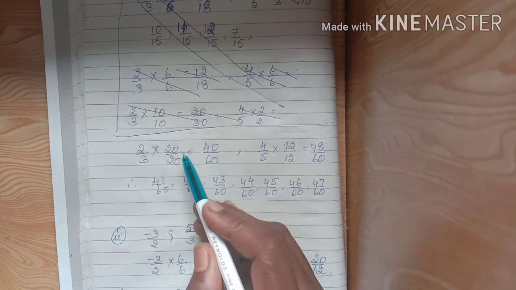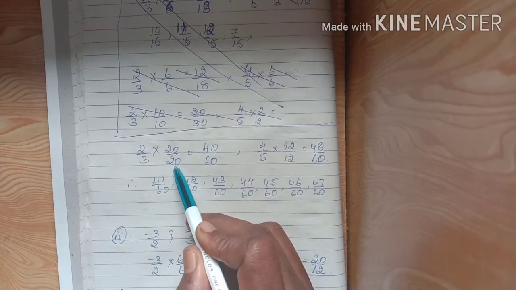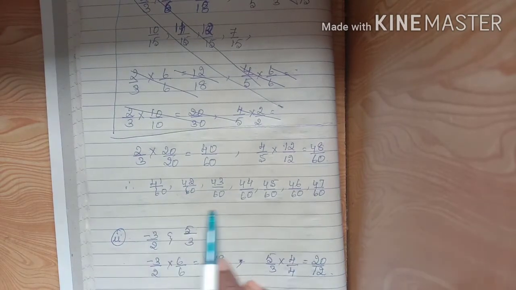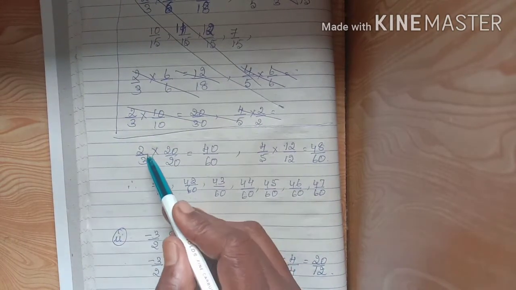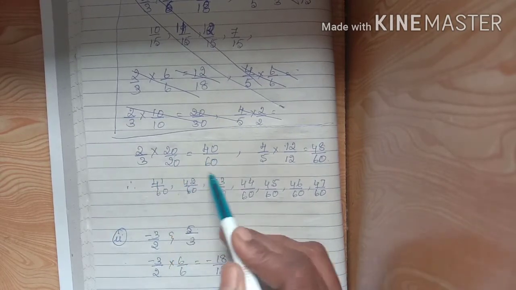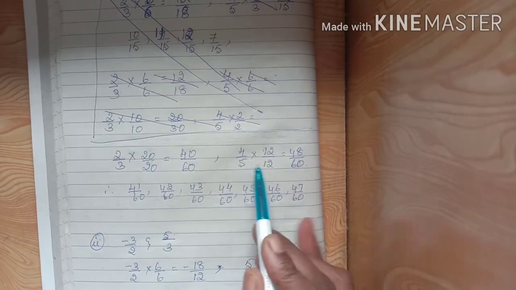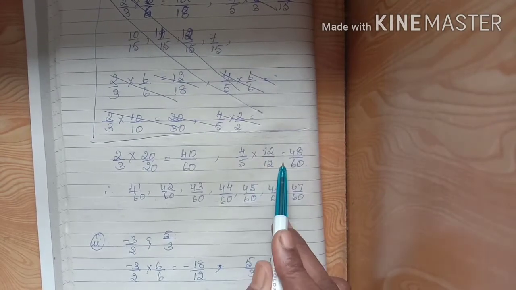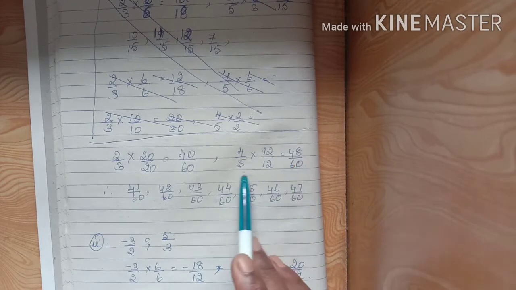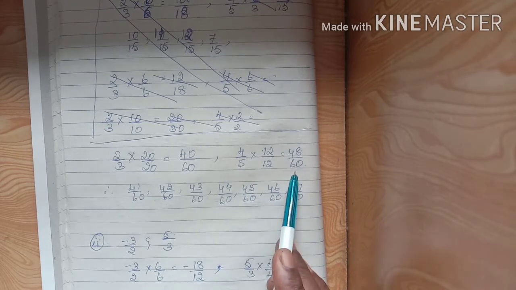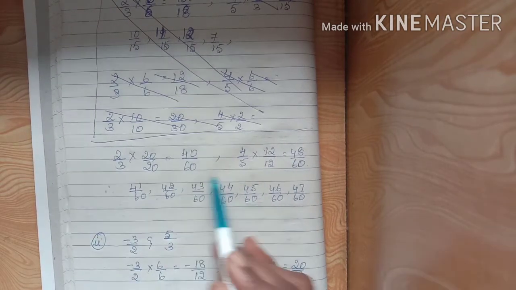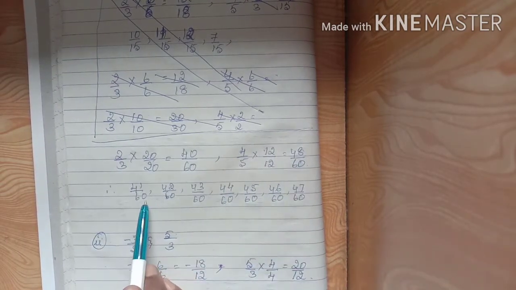So here we take bigger numbers as numerator and denominator, then you will get many rational numbers, children. So 2 by 3 multiplied by 20 by 20 is equal to 2 20s are 40, divided by 60. Then 4 by 5 multiplied by 12 by 12 is equal to, 4 12s are 48, divided by 5 12s are 60, children. So now we can write between 40 by 60 and 48 by 60. How many are we getting?